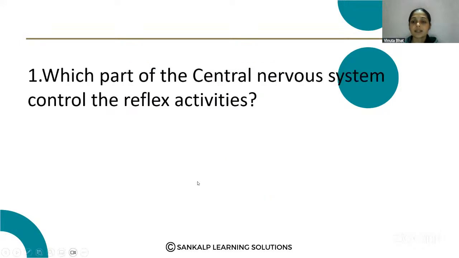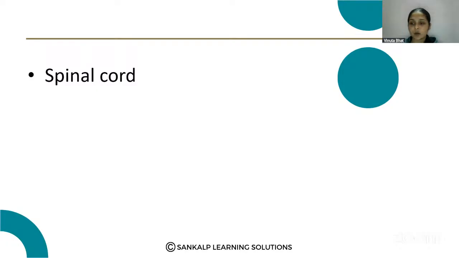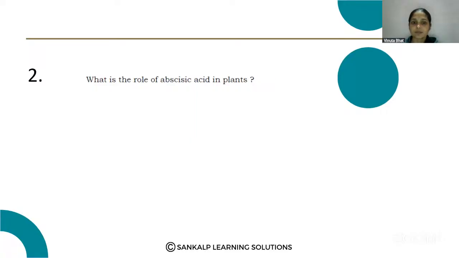Then, which next 1 mark question are we discussing? Which part of the central nervous system controls the reflex activities? Which controls the reflex action? What's the correct answer? That is the spinal cord. So the spinal cord controls the reflex activities.